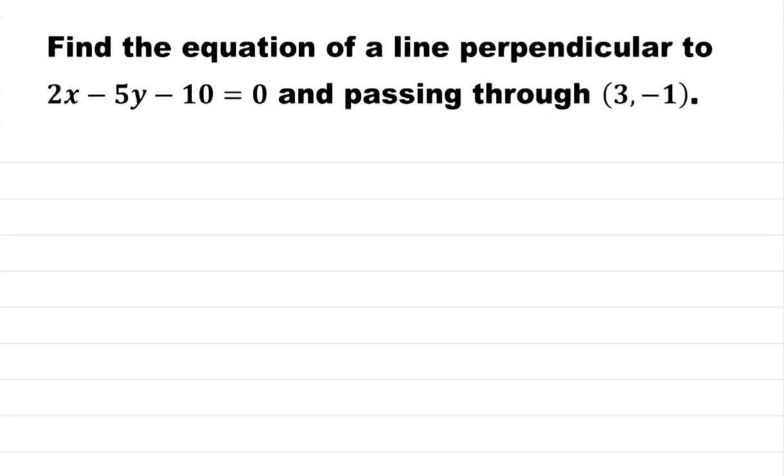Find the equation of a line perpendicular to 2x minus 5y minus 10 equals 0 and passing through (3, -1). Okay, solution now. This is what you need to do. Now you need to understand the fact that we've been given an equation, which is 2x minus 5y minus 10 equals 0. But we are going to look for another equation that is perpendicular to this and passing through (3, -1).